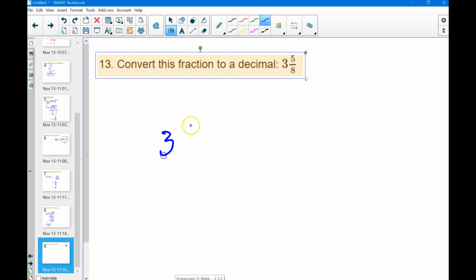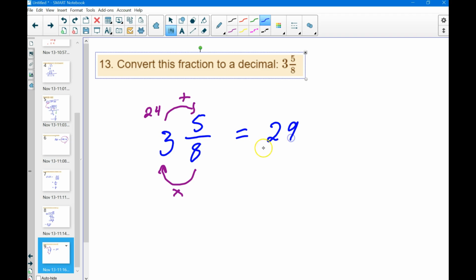We have 3 and 5 over 8. And remember, I'm the visual person, so I use the visual method. If you're not visual, you can come up with your own method, but this one works nicely for me. I take the 8, multiply it by the 3, I get 24. And I add it to 5. So I basically just do a circle, starting with the 8, do a circle right around, multiply and add, and that gives me 29 over 8.